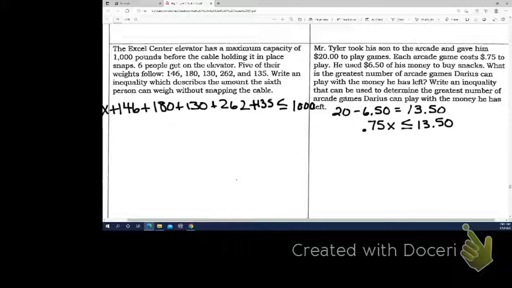And the reason we're not just saying equal is because Darius might decide after he plays 5 or 6 games, like, hey, I got this cash. I'm just going to keep this cash. I'm done playing games for the day.